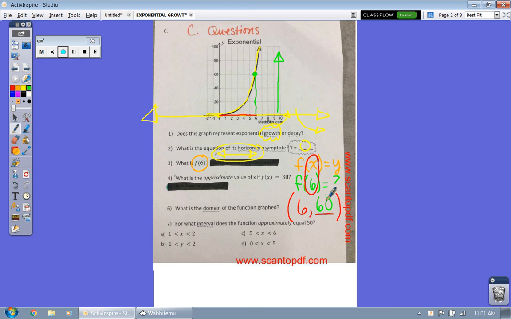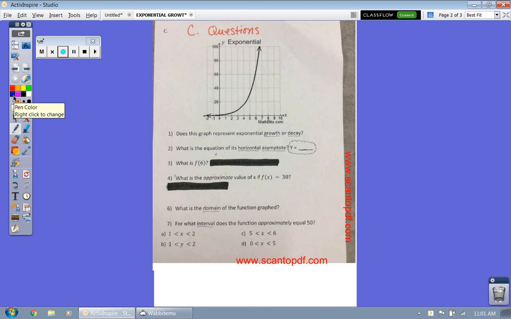So be careful, make sure you look at your intervals. See what the axes are counting by. The x is counting by 1s, but the y, it's counting by 20s. So our answer to 3 is 60. Let's clean this up a little bit here.